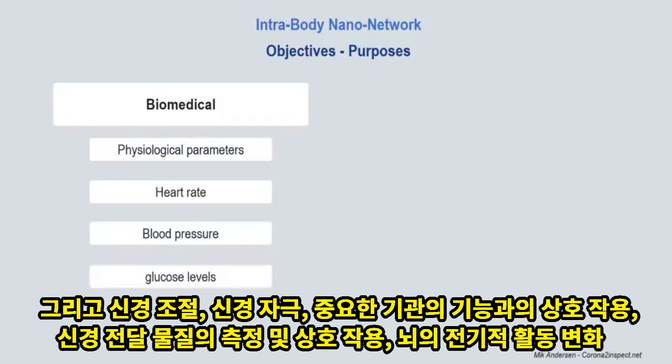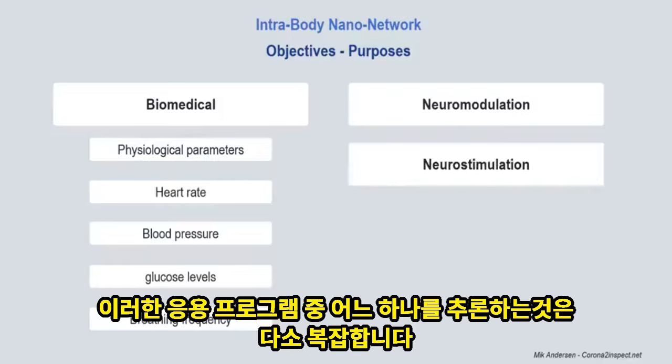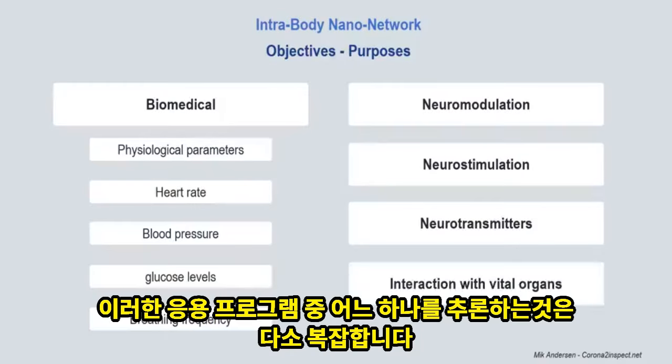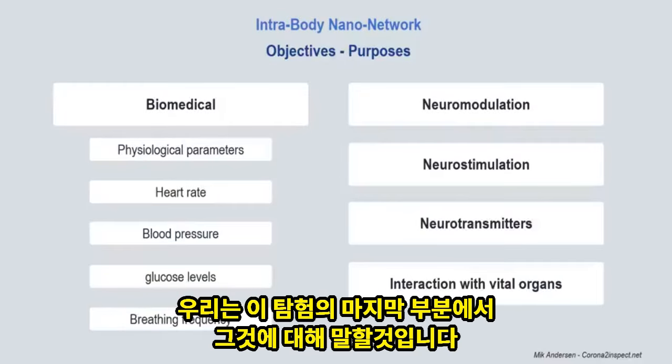And also neuromodulation, neurostimulation, interaction with the functioning of vital organs, measurement and interaction of neurotransmitters, alteration of brain electrical activity. It is rather complicated to infer which of these applications, if not all, are the ones that have been predefined for this intracorporeal network. We will talk about that in the last section of this exposition.